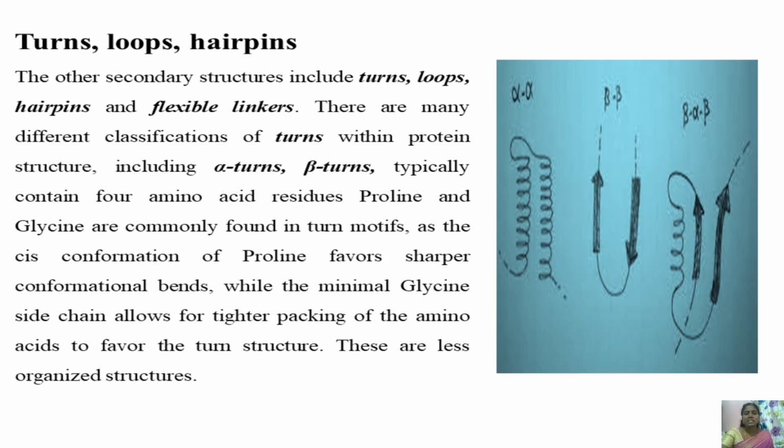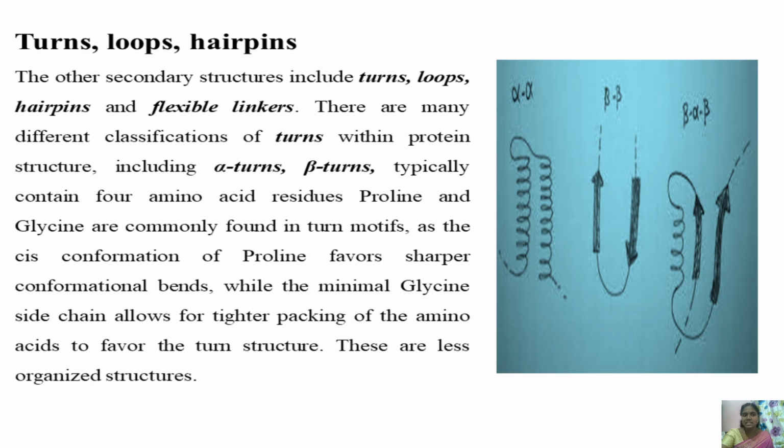The other secondary structures include turns, loops, hairpins and flexible linkers, because when the alpha helical structure runs like this, it has to interconnect with the next alpha helical structure. These regions we call turns. There are many different classifications of turns within the protein structure, including alpha turns and beta turns. They typically contain 4 amino acid residues, proline and glycine.